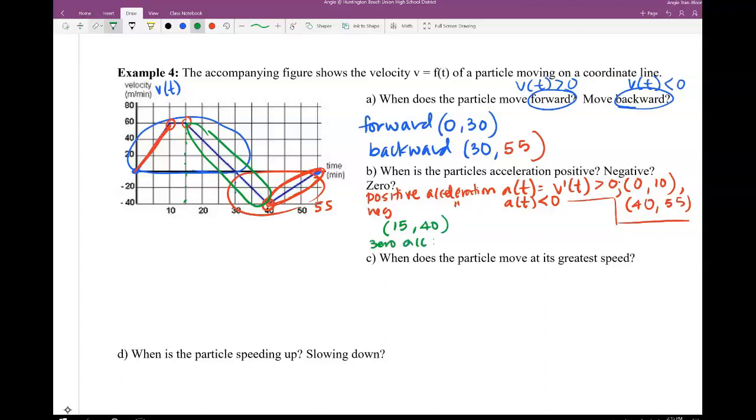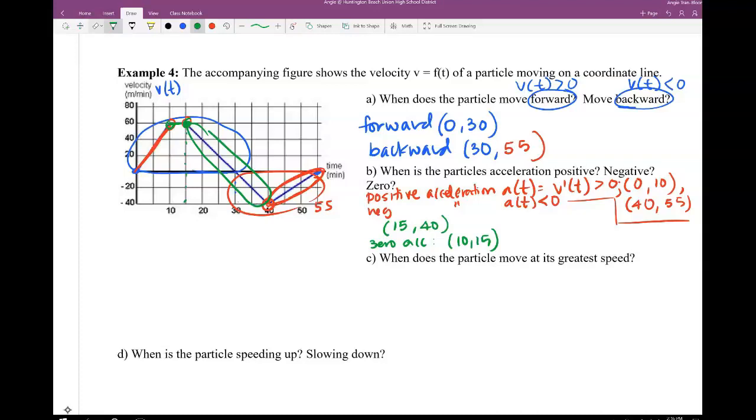Then 0 acceleration. When is the 0 acceleration? When the slope is 0, right? So here, from here to here. So that's what, 10 to 15? So that's 10 to 15, okay? So positive acceleration is really, you are looking at the positive slope for velocity. The negative acceleration is you're looking at negative slope from the velocity graph. Then 0 means you're looking where the slope is 0 from the velocity graph.